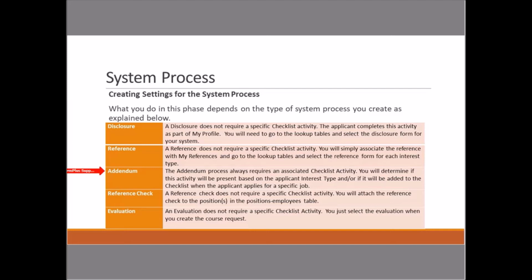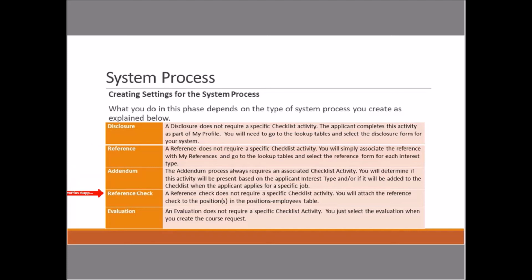Addendums are the trickiest because addendums always require a checklist activity. You create your addendum, then you go into your lookup tables and create your checklist activity, and then you either add that activity by interest type to a checklist, or you go into the position table and tie it to a particular position. After all that's done, you go back to the system process screen and select that checklist activity from the drop-down. We're going to go over that. Just remember that addendums have like 3 steps, where everything else has 1 to 2 steps.